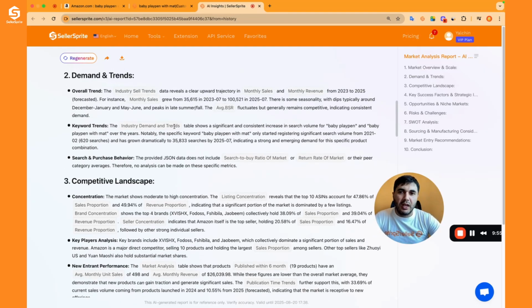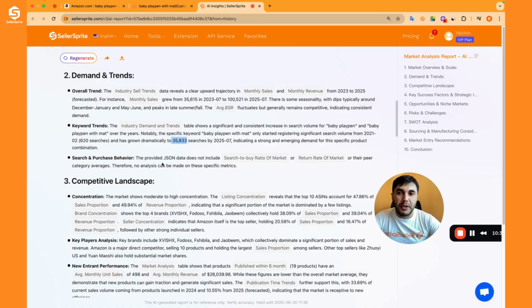Keyword trends. We understand baby playpen and baby playpen mat over the years, notably specific keywords. Baby playpen with mat only started registering significant search volume in 2021 February. At that time, in 2021 February, its search volume was 620. Right now, its search volume is 35,000. So what it means, it increased almost 70 times. The main search volume increased 70 times in 4 years.